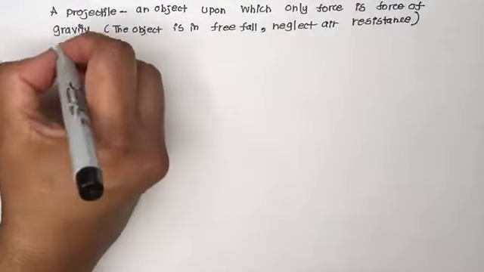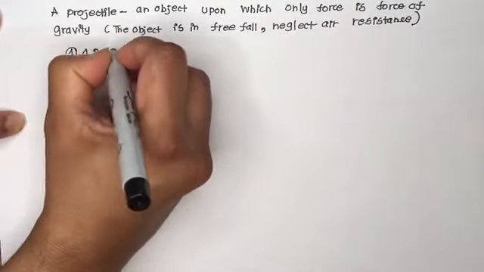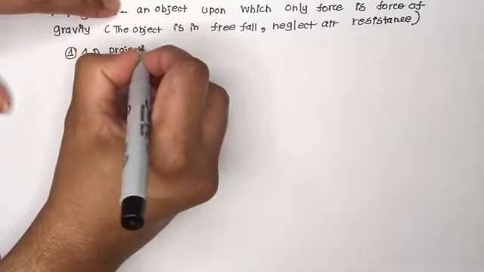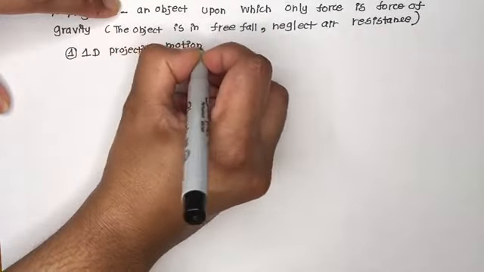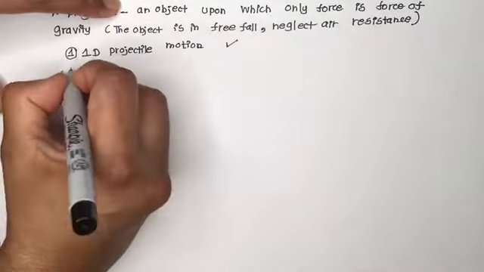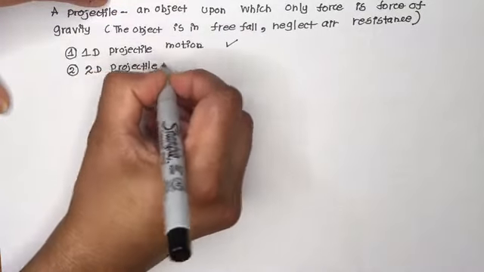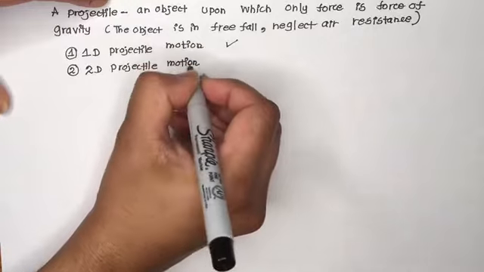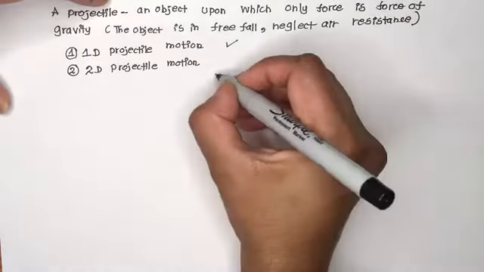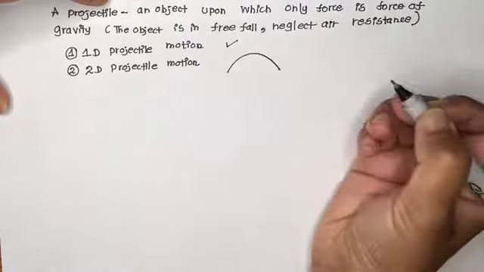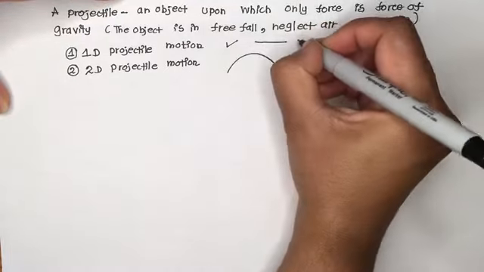Projectile motion can be identified in one dimension and two dimensions. You have already learned the one-dimensional projectile motion, and the motion of an object is in a straight line in one dimension. In two-dimensional projectile motion, the trajectory of the projectile is a parabola.